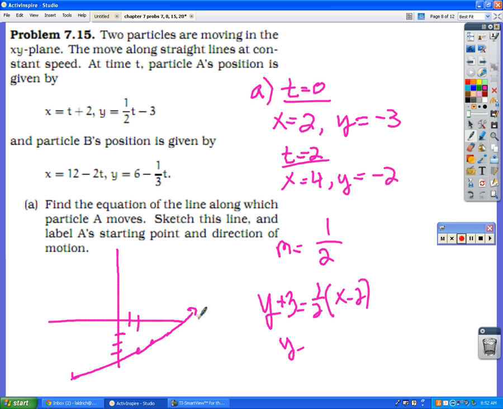And then where is my starting point? It says, sketch the line, label A's starting point. Where's the starting point? Right here, right? So this is the start. And which direction does it move? It moves to the right because from there it goes to 4 and -2. So actually we probably wouldn't have the rest of this line right here because it's just going to start there and go that way. It would be a ray, not a line. But it says sketch this line, so that's what we did.